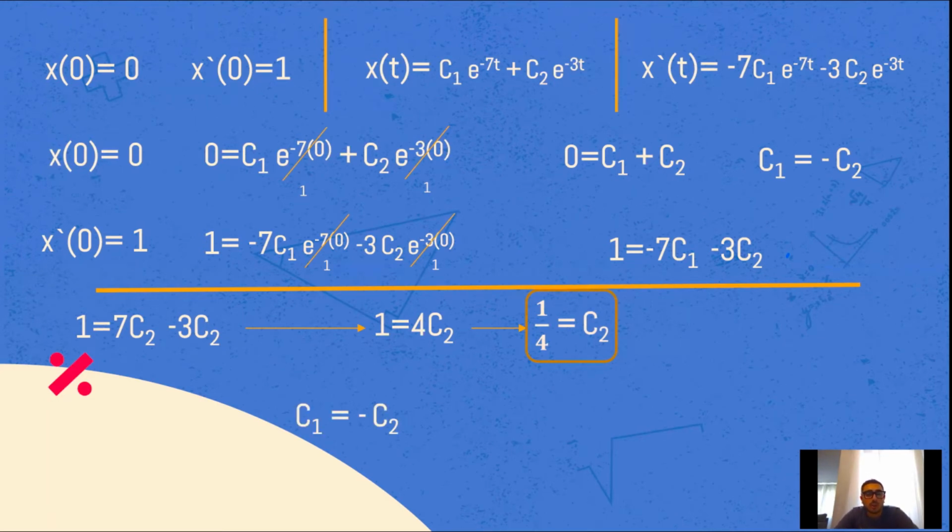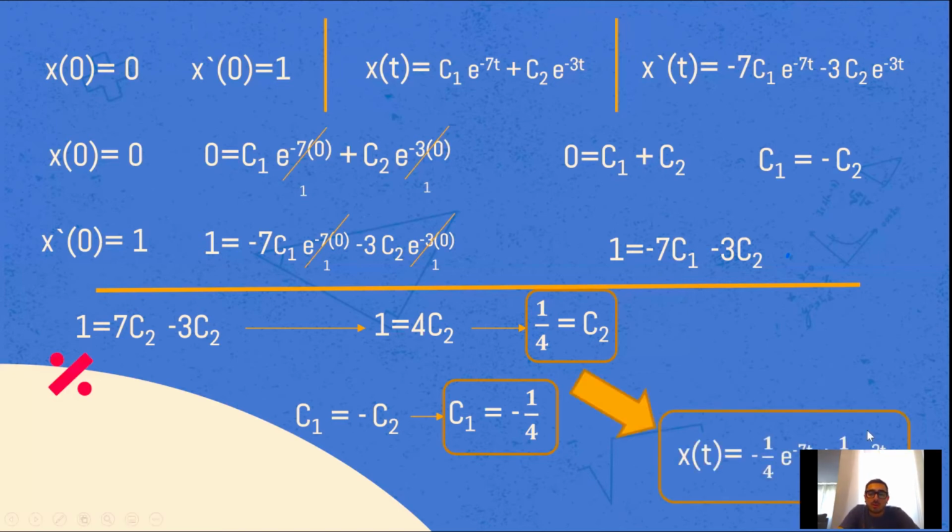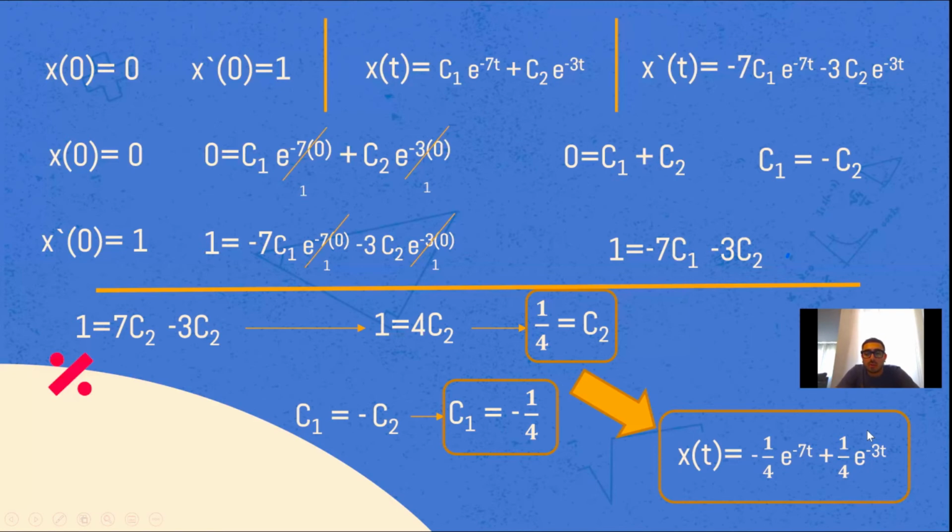And since c1 equals negative c2, you can see that c1 equals negative 1 over 4. Which helps us to write the actual general solution of x of t: negative 1 over 4 e to the negative 7t plus 1 over 4 e to the negative t.